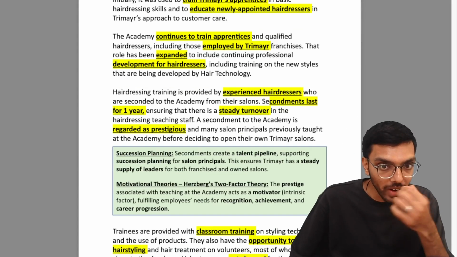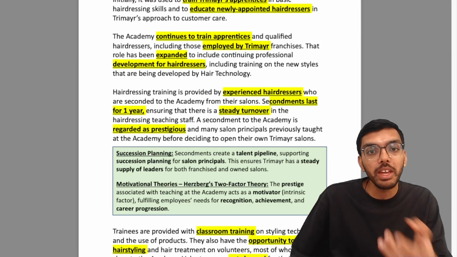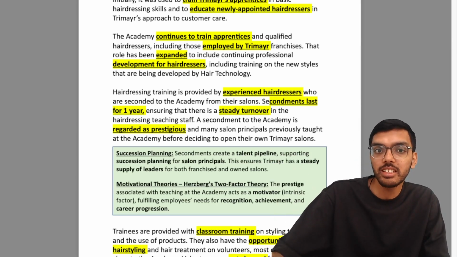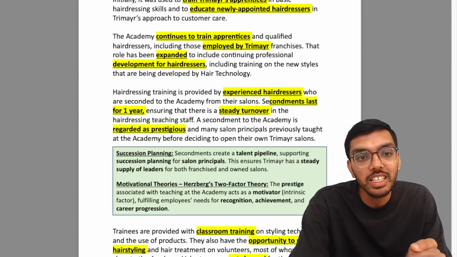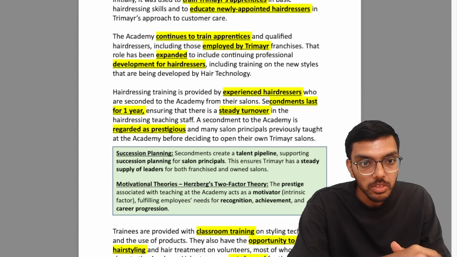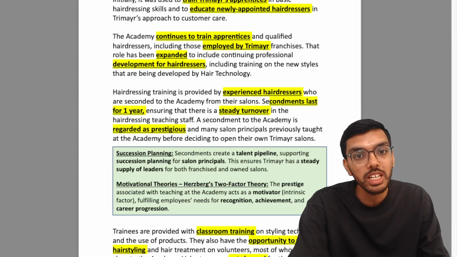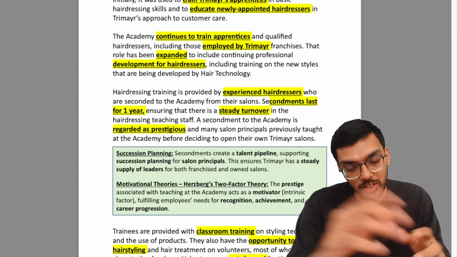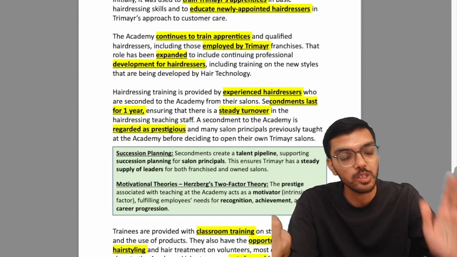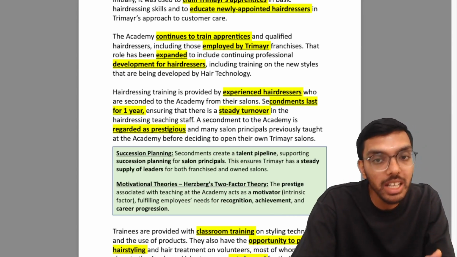Hairdressing training is provided by experienced hairdressers who are seconded to the academy from their salons. So if in the salon there is an experienced hairdresser, he becomes part of the hairdressing training. Secondments last for 1 year. So if the salon says, okay, take this hairdresser and give him hairdressing training, that's what this Trimayr training department does.